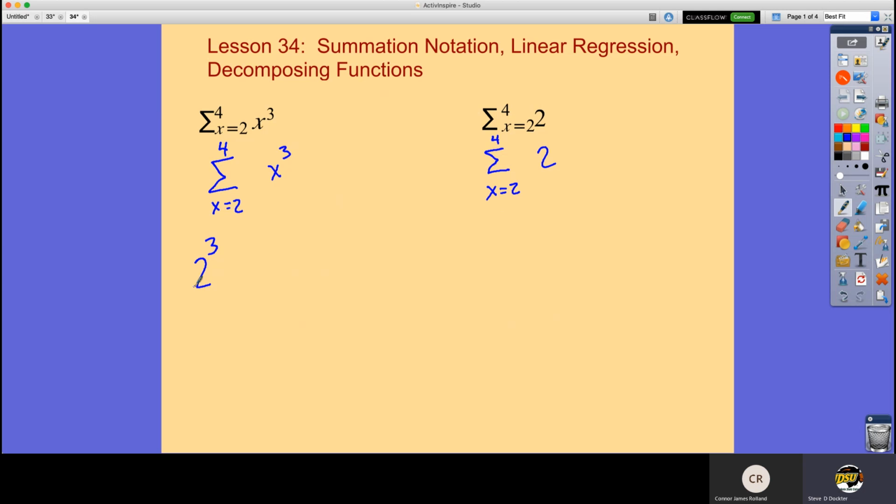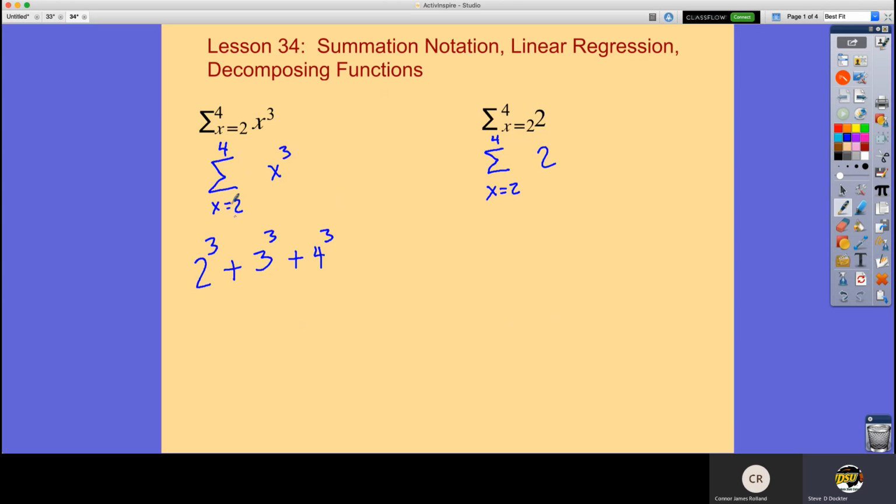So we start with the 2, we get 2 cubed. And then we always do it by whole numbers, so you don't have to worry about the decimals or anything like that. Then we'll put in a 3 and cube it. And then we'll go to a 4 and also cube it. We started at the 2 because that's what it is on the bottom. We ended at a 4 because that's what our top number is.